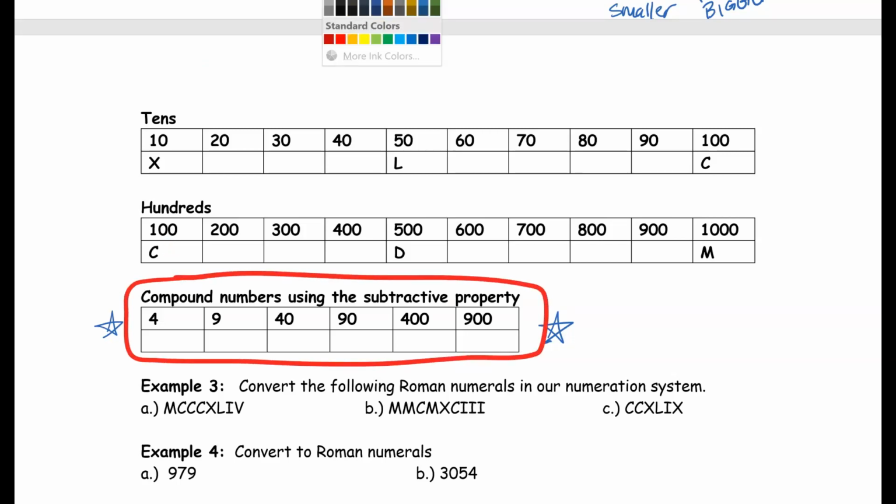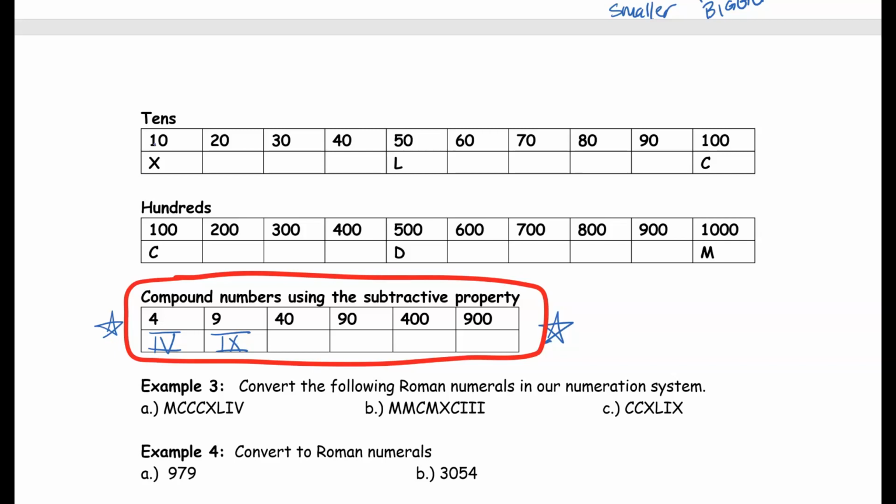And so what I have here is just a list of all the compound numbers, they're called. So 4 we said was IV. We said 9 was IX. So we're just going to make a list of those numbers that involve subtraction, and that way you can look out for those. And so let's go up and fill out the rest of the table, or you could pause the video and try it on your own.